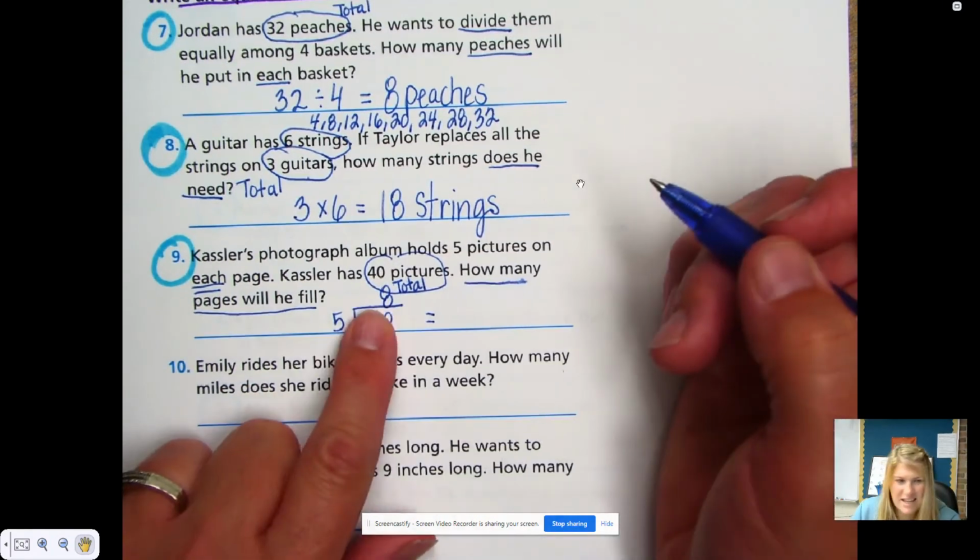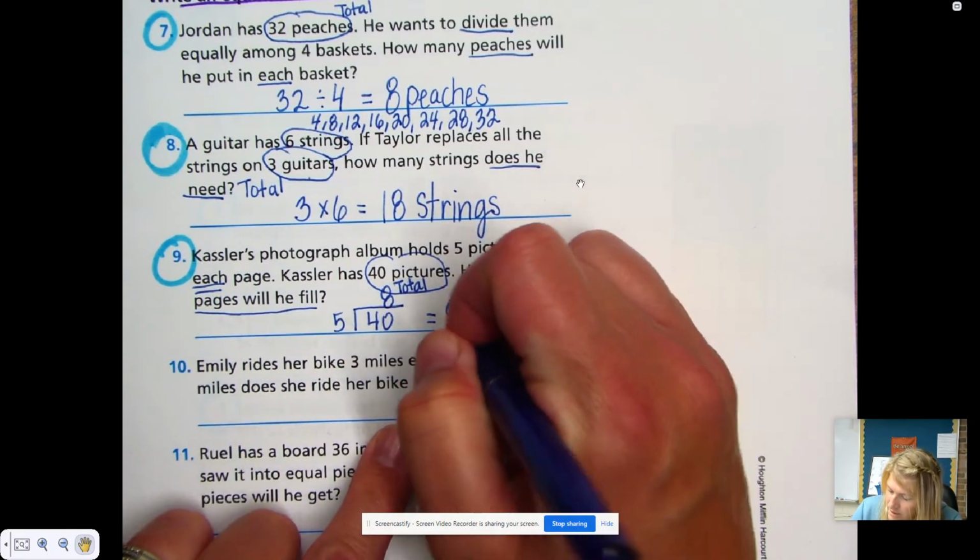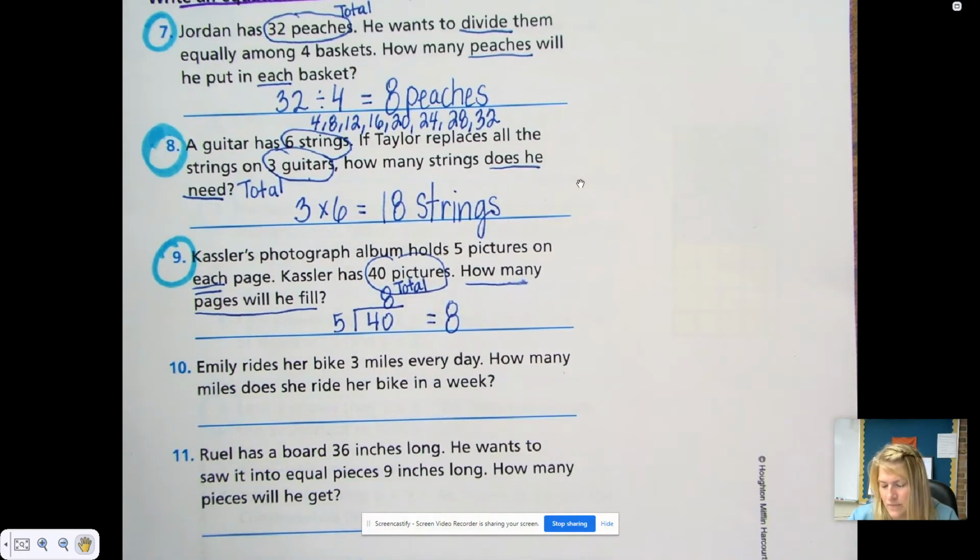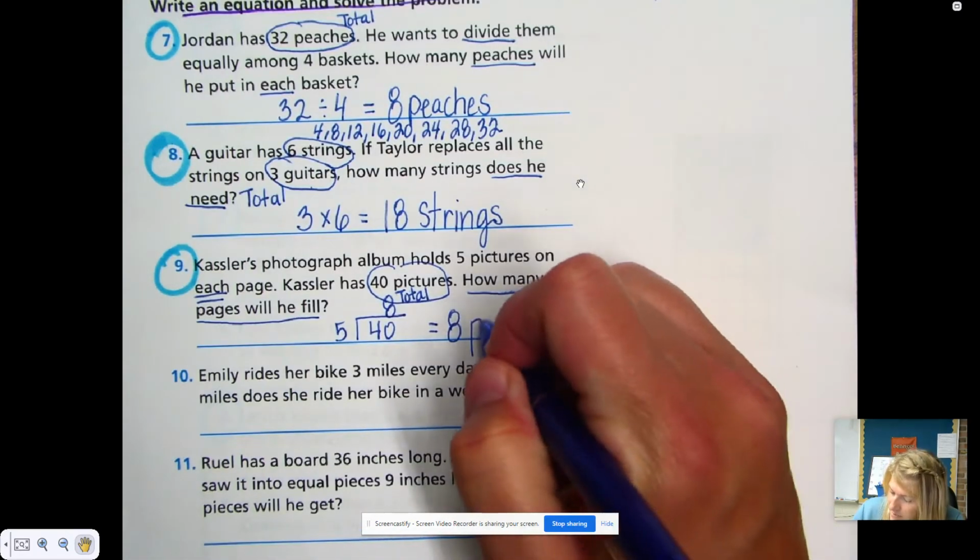I'm going to rewrite this because I don't have a whole lot of room for my label. 8 what? I have to go back and read. How many pages will he fill? Well, he'll fill 8 pages.